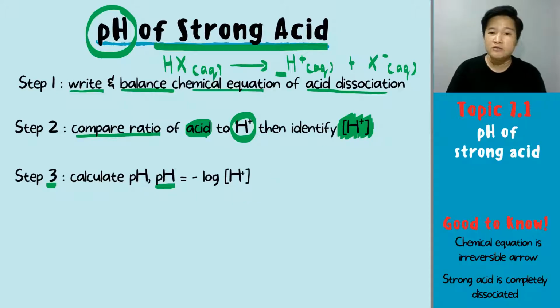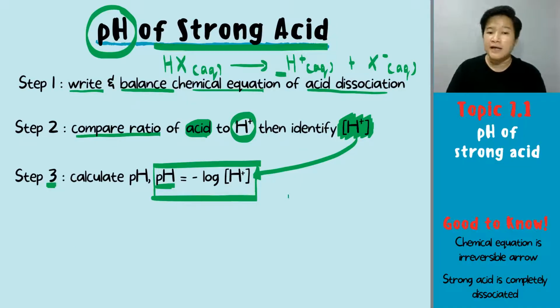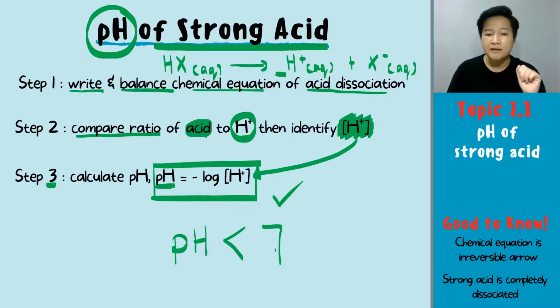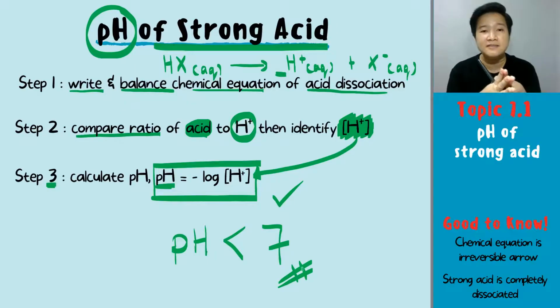When you have the concentration of the H+ already, you can put it into the formula pH equals negative log [H+]. And then you will be able to calculate the pH of your acid. And a kind reminder, since it's an acid, the pH value calculated must be less than 7. Bear that in mind, if you are calculating the pH of an acid, the pH must be less than 7. It's common sense over here.